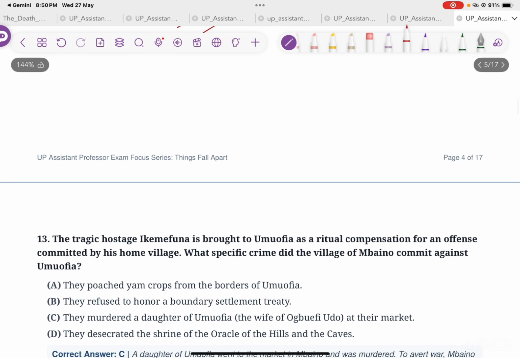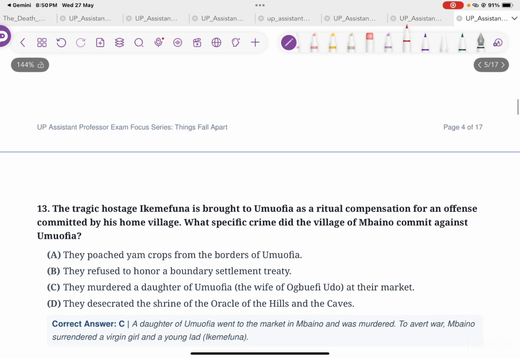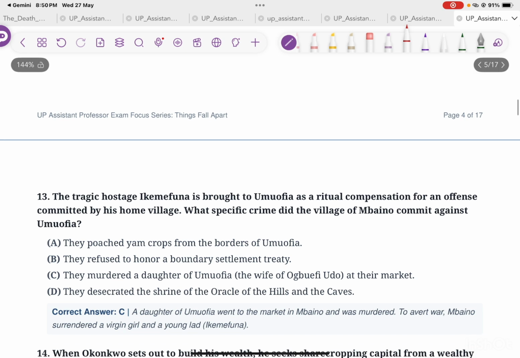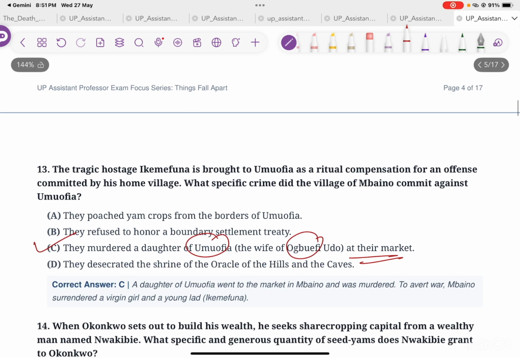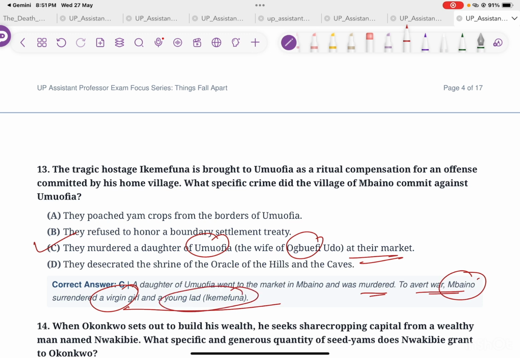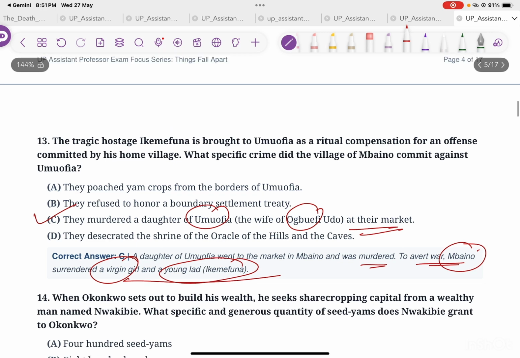The tragic hostage Ikemefuna is brought to Umuofia as a ritual compensation for an offense committed by his home village. What specific crime did the village of Mbaino commit against Umuofia? They murdered the daughter of Umuofia, the wife of Ogbuefi Udo, at the market. A daughter of Umuofia went to the market in Mbaino and was murdered. To avoid the war, Mbaino surrendered a virgin girl, who is to be married to a man of Umuofia, and the young lad Ikemefuna is taken as a hostage by Okonkwo.